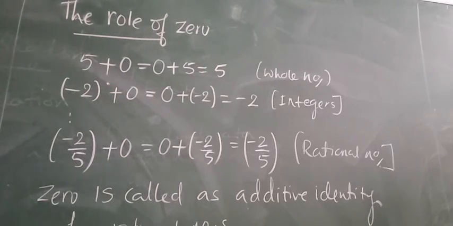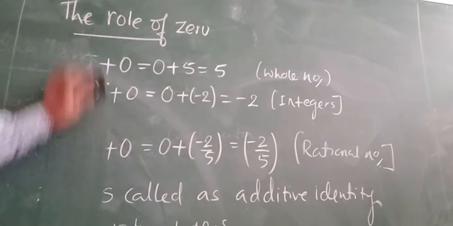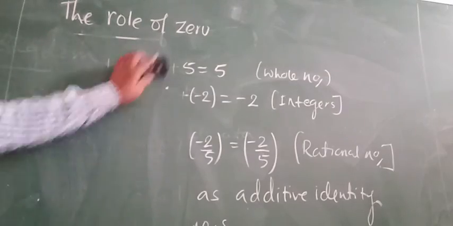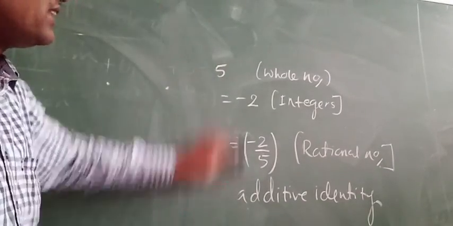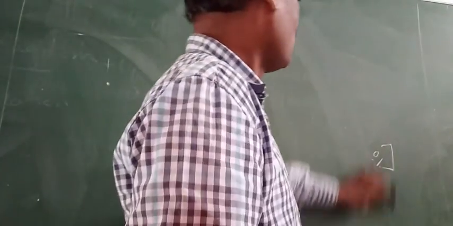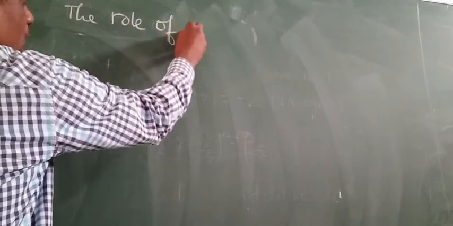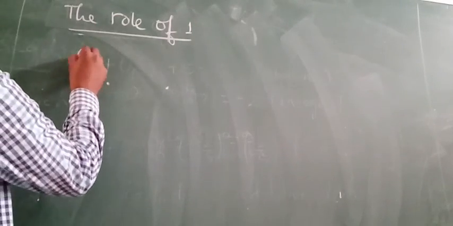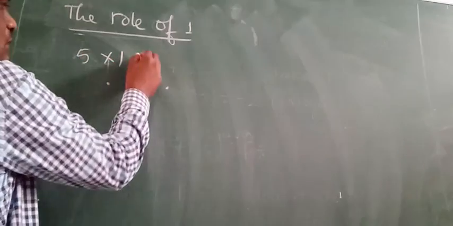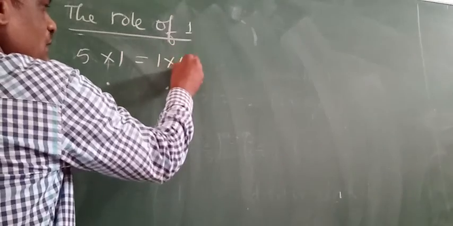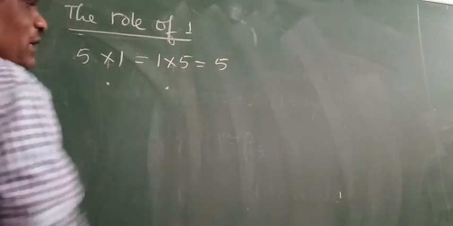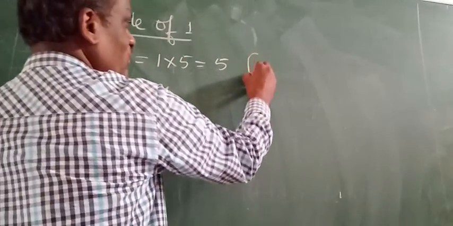In the same way, let us understand what is the role of number 1. Instead of 0, let us take the number 1. So let us start with the whole numbers. Any whole number you take, 5 into 1, or 1 into 5, the product is 5 itself. So I have selected one whole number and multiplied by 1.